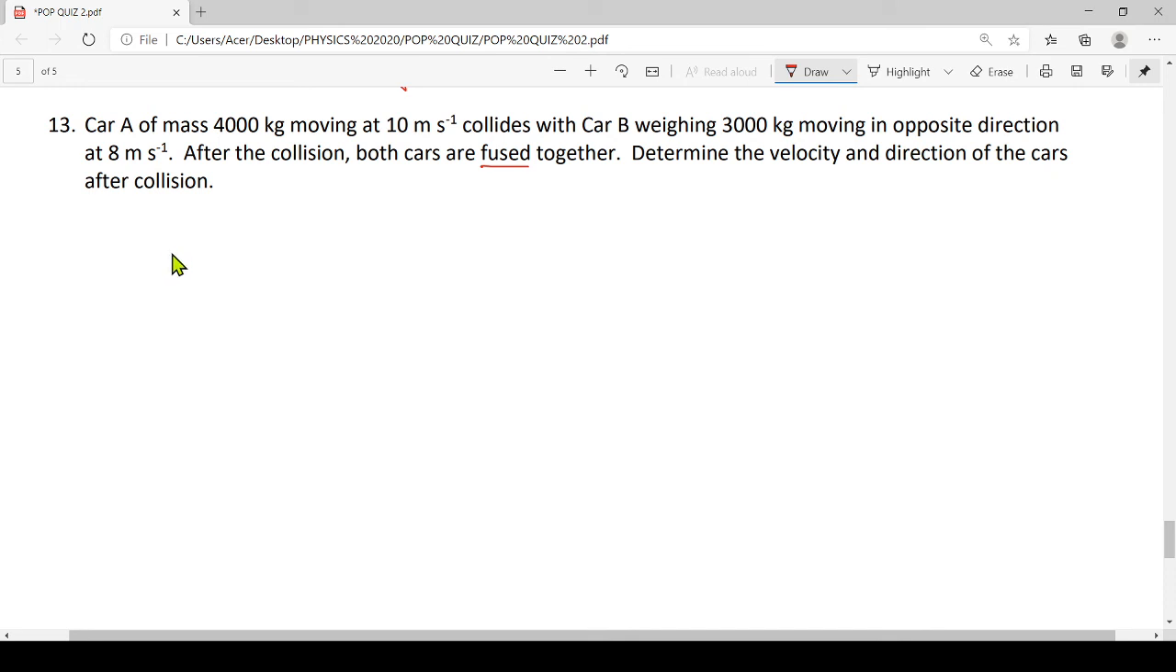So to answer this question, it's better for us to draw a table. So here I have before collision, and then I have after.